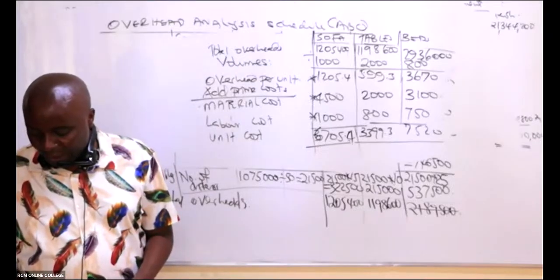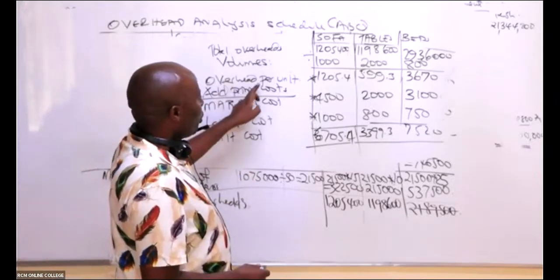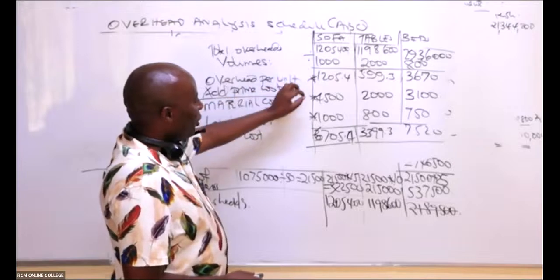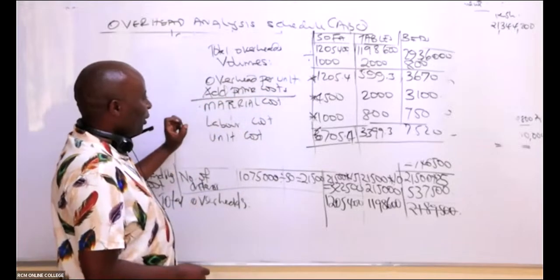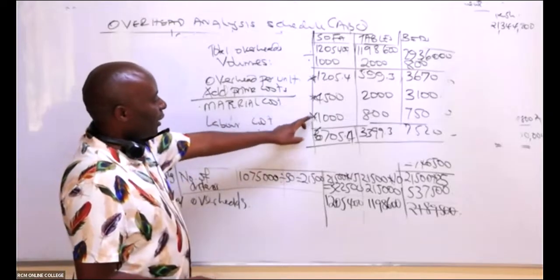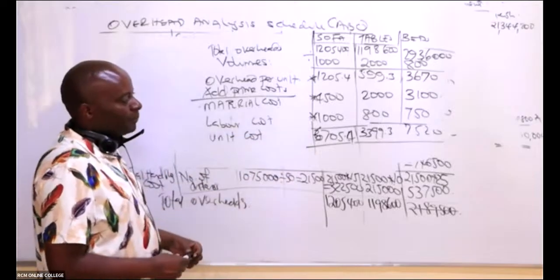This is how you get unit cost. You take the overhead cost per unit, what you have here, and you add the prime cost. Primary costs are two, material and labor. So you add this and this. This plus this plus this. Get that.